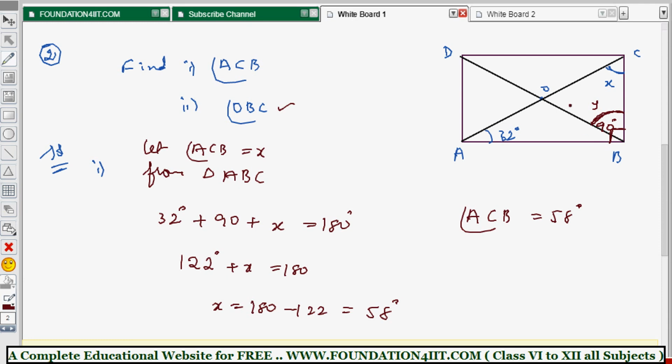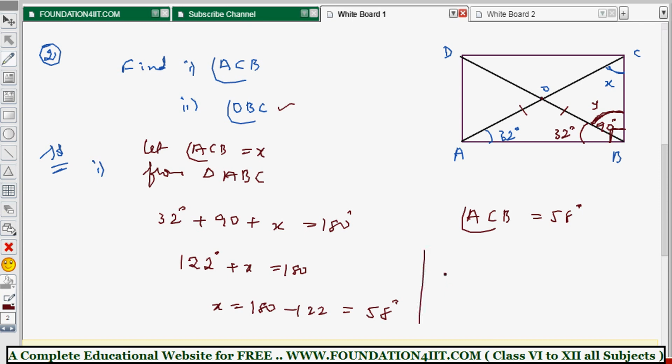So we know that OA is equal to OB. These two sides are the same. Whenever two sides are equal in a triangle, it's an isosceles triangle, and then the opposite angles are also equal, right? From triangle AOB, OA is equal to OB. Then if this angle is 32, this angle also should be 32. Then the total angle is 90. So Y plus 32 is equal to 90.